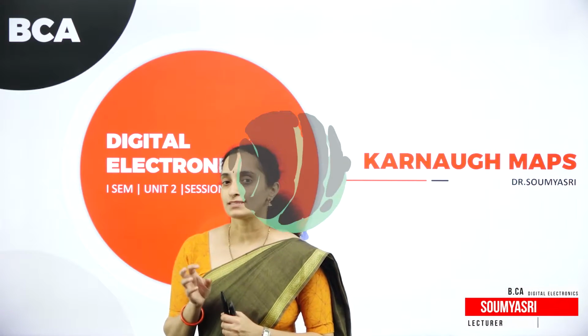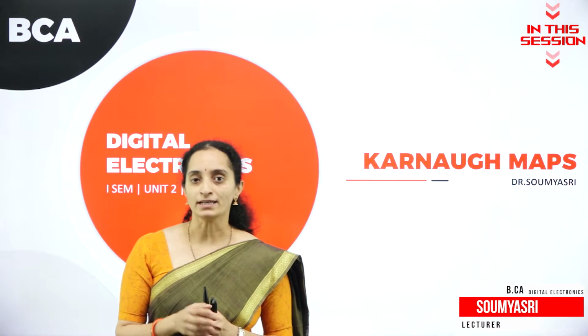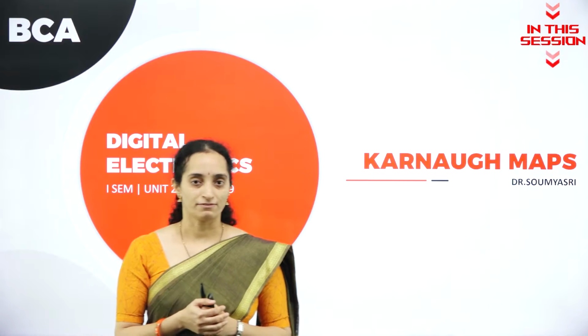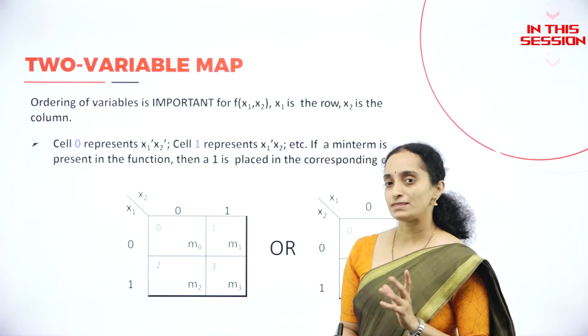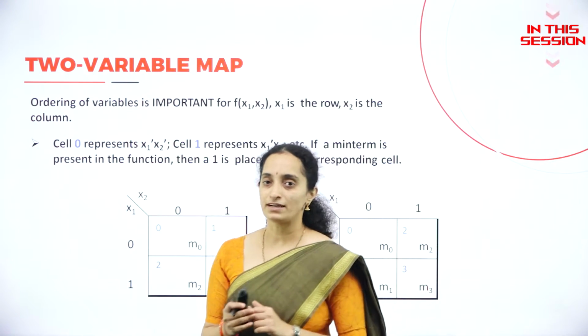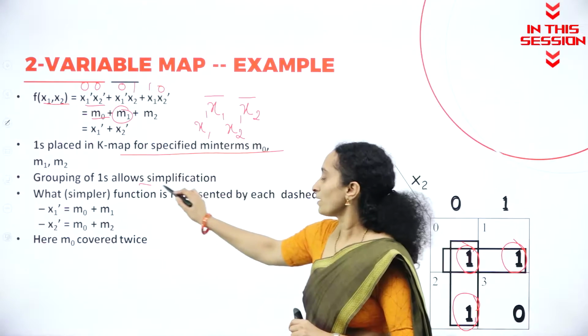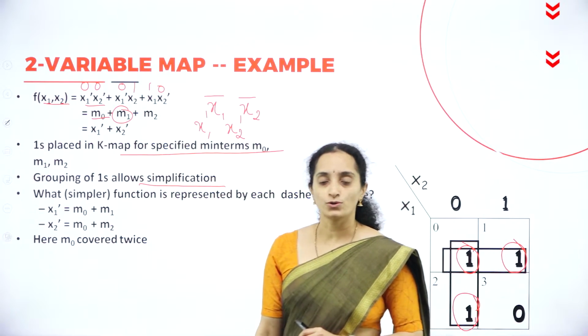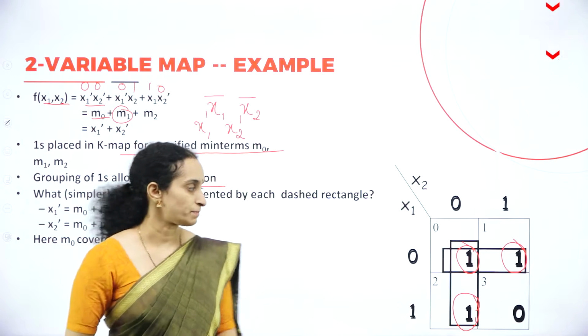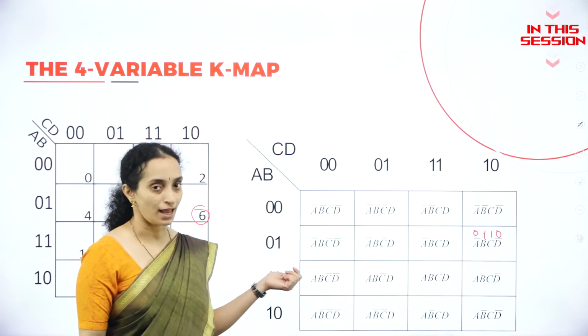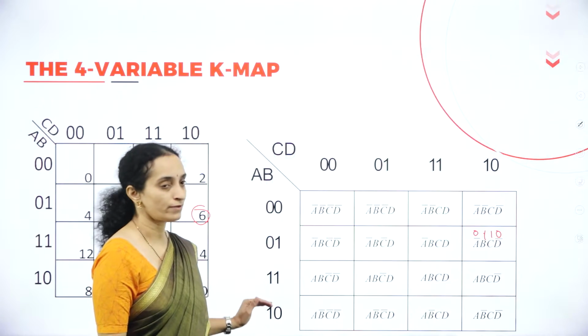How does the simplification will be implemented when you have different variables? Different variables can be used in different functions. Like grouping of ones allows you to simplify the expression. Since we are using Gray code, again it is 1 1 then 1 0.